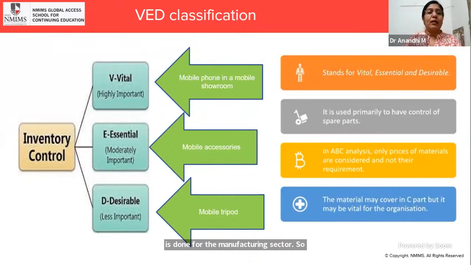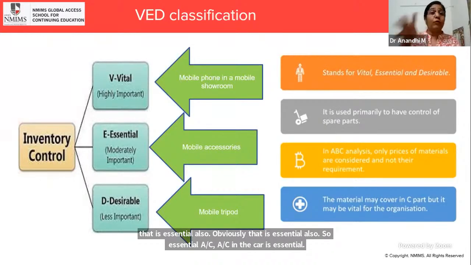So these are the components which are very, very vital for the functioning or existence, which are essential, and which are desirable. Vital components are very highly important. For example, an engine for a car is very, very vital. Without the engine, it is not going to function. Essential is, for example, AC. AC in a car is essential. That is not vital for the performance of the car.